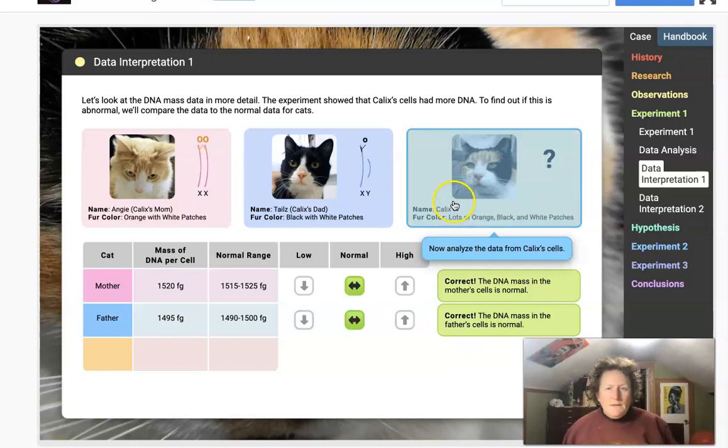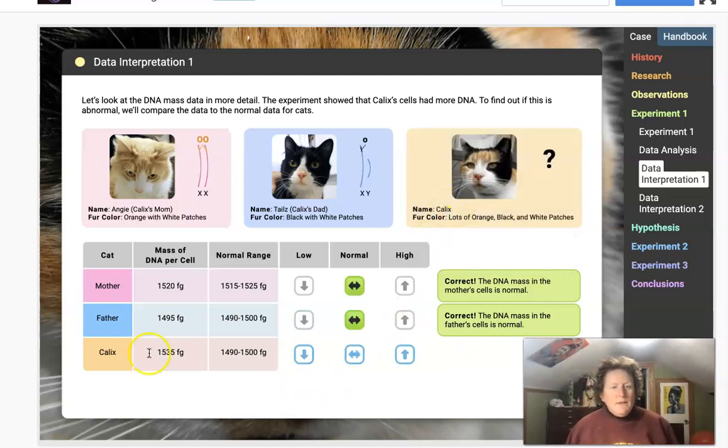Now let's look at Calix. Calix is 1535, and the normal range for a male is 1490 to 1500. He's way over 1500. He's at 1535. He even has more DNA than his mom. So he's not normal. He's very high.